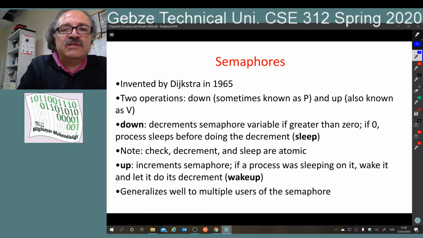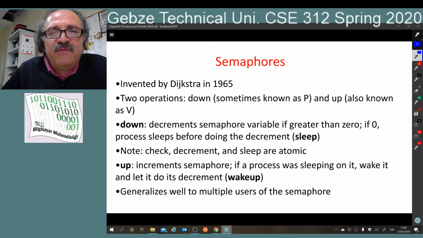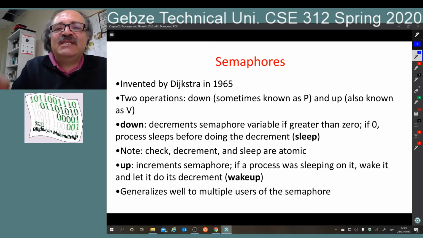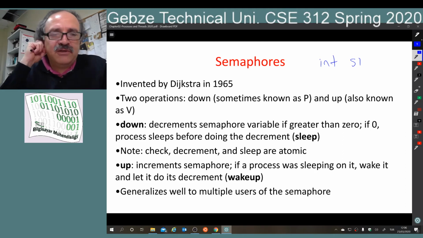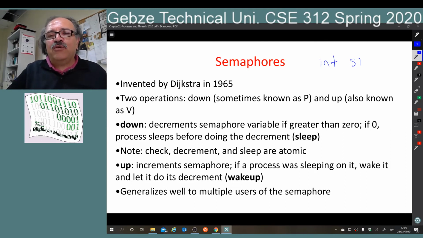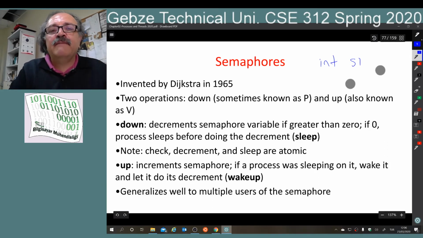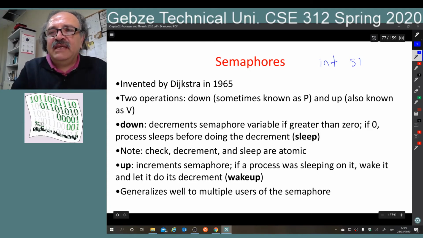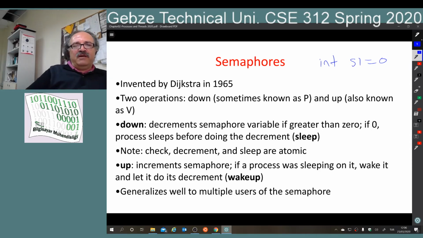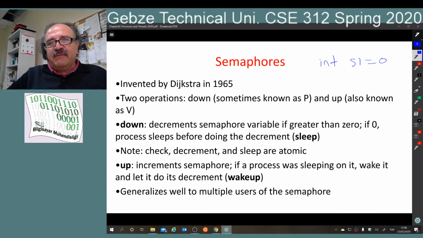We are going to use semaphores. The name semaphore sounds sophisticated, but a semaphore is a simple integer, right? When I say I have a semaphore, let's say S1, it is just an integer. Since they are integers, there are operations you can do on them. There are only two things you can do, either up or down. Let's say at the beginning it is 0. When you say up, it increments the value by 1. When you say down, it decrements it by 1.